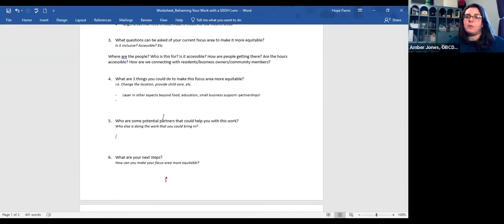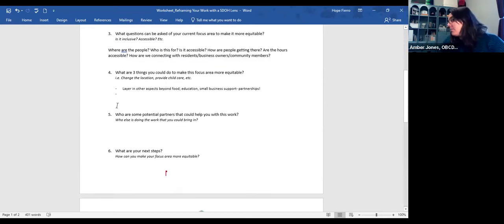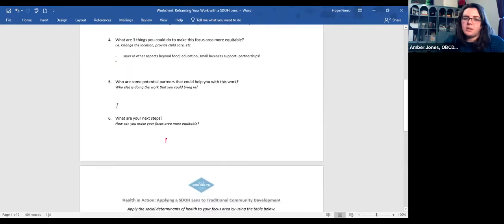But also thinking about who are some of those new partners that might be part of this work as well. And I think that's a really, really helpful and necessary step when we're thinking about how do we apply this lens, because it opens up new avenues of thought and new avenues for growth and development in whatever area that we're doing.